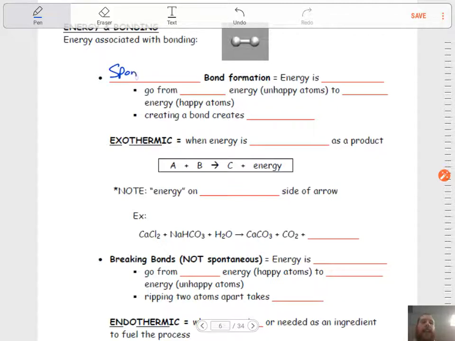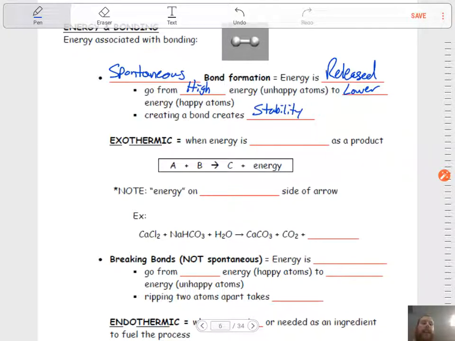So spontaneous versus non-spontaneous. That's kind of the two categories that we're looking at. So spontaneous bond formation is when energy is going to be released. Okay, so you go from a high energy state, where you have unhappy atoms. Remember, they're lazy, just like we are. If you had the choice to run a marathon or stay in bed, most people are going to stay in bed because we're lazy. Electrons and atoms are the same way. They go from high energy to lower energy, where you get back to those happy atoms. Creating a bond creates stability.